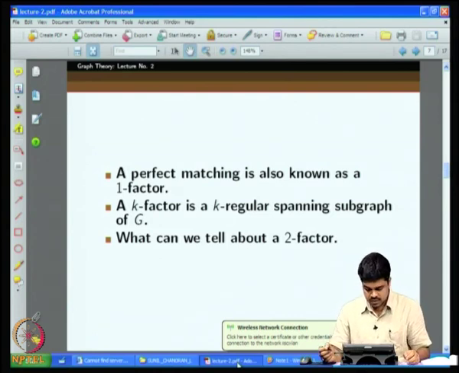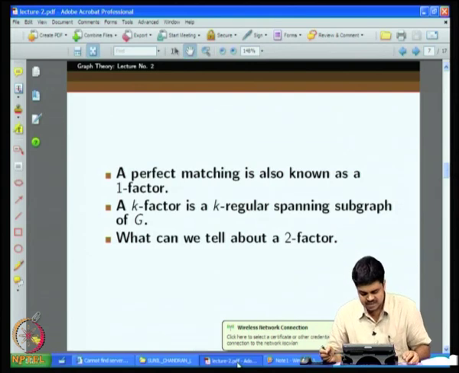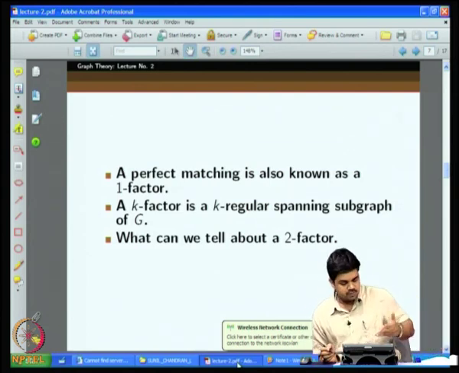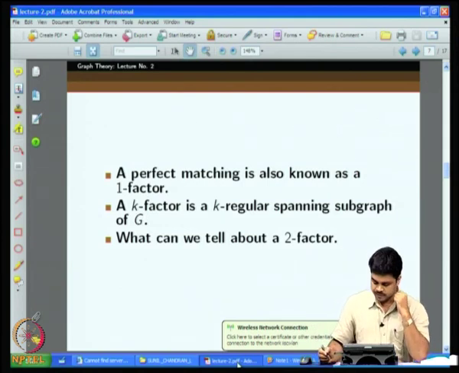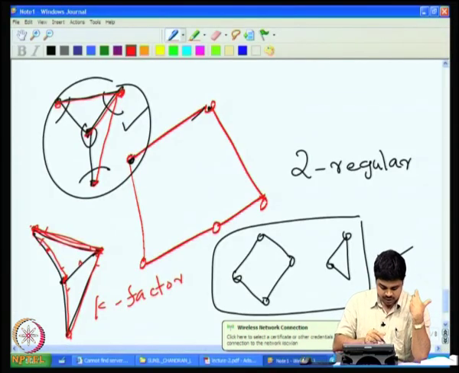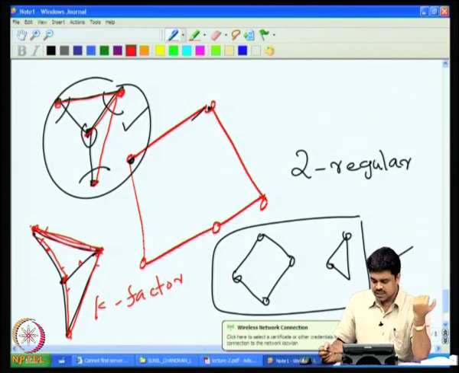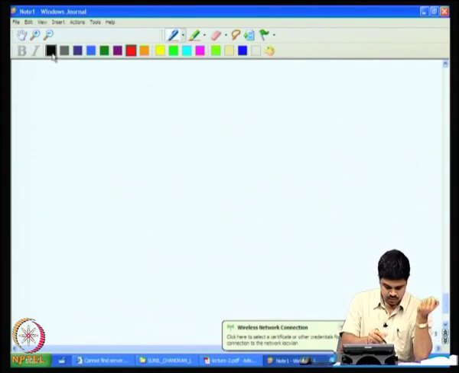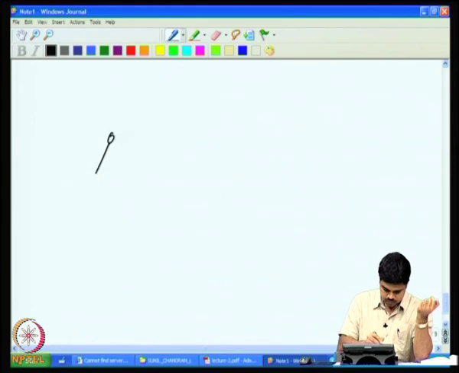And then, to understand this, we can ask a question: what can we tell about a two factor? We saw some two factors here for some graphs. Those were cycles. For instance, this is a two factor of this graph. This is a cycle, but is it necessary that a two factor is always a cycle? So, let us take another example. Consider this graph.